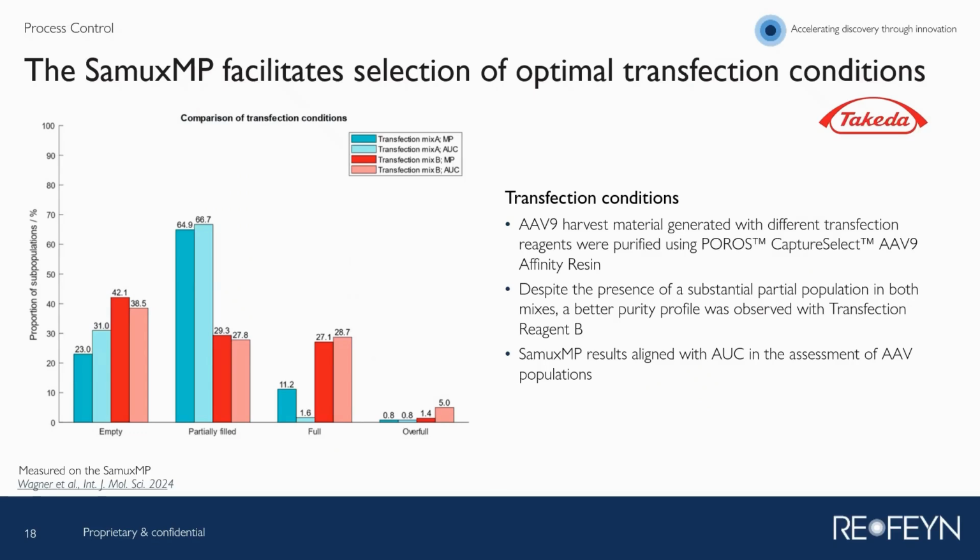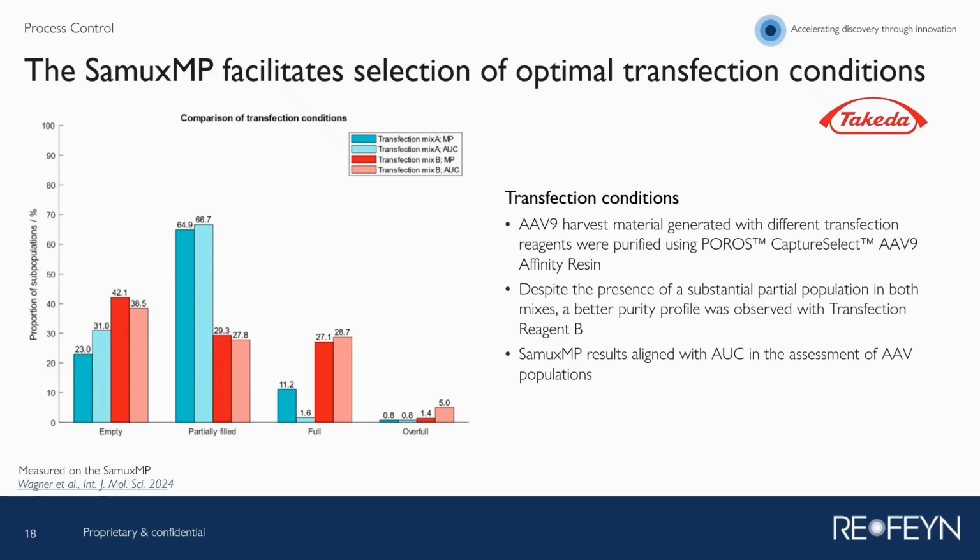This is a case study done by our industry partner Takeda, and the data snippet is from a publication by them. Here they utilized SAMX alongside AUC to understand if it can facilitate the selection of the optimal transfection condition for the AAV manufacturing process. They took AAV9 harvest material, purified it using POROS CaptureSelect AAV9 affinity resin, and then tested it on the MP, which is the darker shade of both colors on the bar chart, and AUC, which is the lighter shade. Green represents transfection mix A data, and red represents transfection mix B.